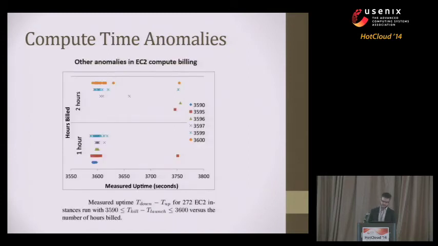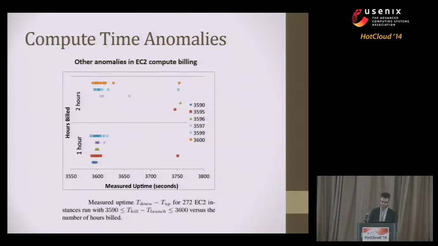Okay, we also ran into a few anomalies. This graph shows the amount of measured uptime an instance received in seconds along the x-axis, grouped by whether the instance was billed for 1 hour, which is along the bottom, or for 2 hours, which is along the top. The thing to notice here is that the outlier in the bottom right-hand corner sticks out. Here we have an instance that was terminated 35.95 seconds after it was launched and was billed for 1 hour, but reported an uptime of 37.50 seconds. So it definitely looks like we're getting underbilled here.